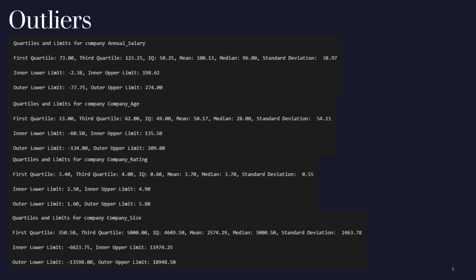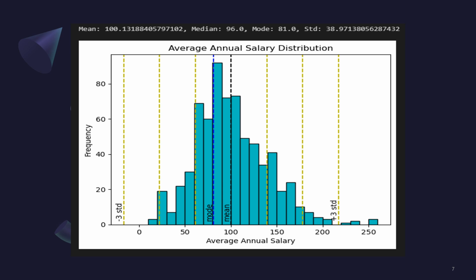The mean size of companies that have postings is 2,574, and with the median being higher, it can be inferred that smaller companies are not hiring as frequently. This distribution plot shows the frequency of salaries offered on job postings. The most frequent offering of 81K answers the question of what a job seeker can expect.